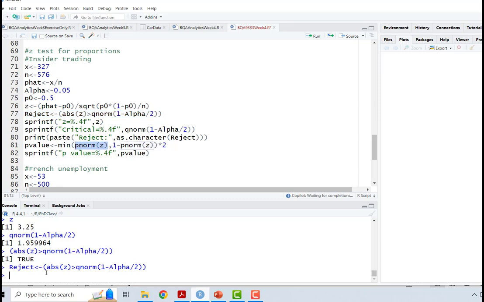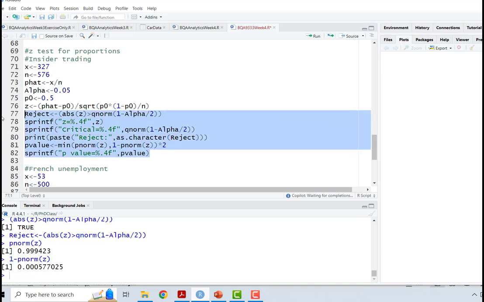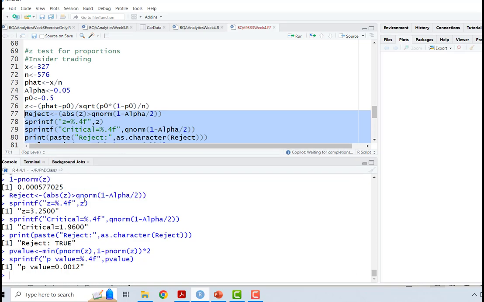So here we are, p-norm. That's going from left to right, but we are to the right, so the more extreme value is to the right. That's our p-value. And of course, it's on either side for a two-tailed test, so we multiply by 2. So let's just go through all of that again. So we have z 3.25, critical z 1.96, so we obviously reject, and that's our p-value, which is obviously a lot less than 0.05.